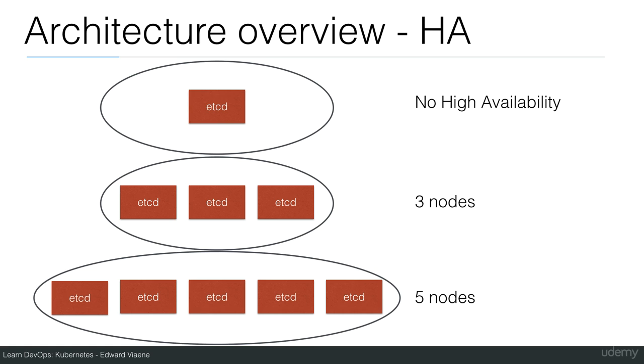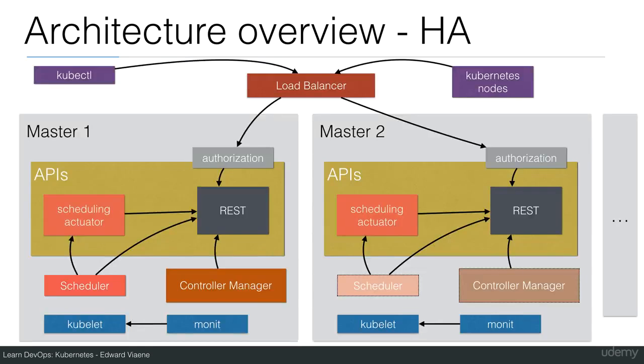Here is an overview of the etcd clusters that are typically run. You can run 1, you don't have high availability. You can run 3, this is a typical setup. Or if you start getting a really big cluster, then you're going to run 5 etcd nodes.